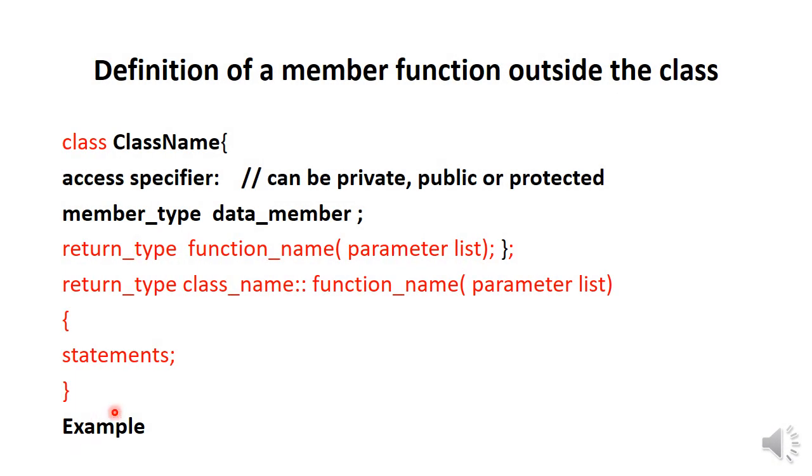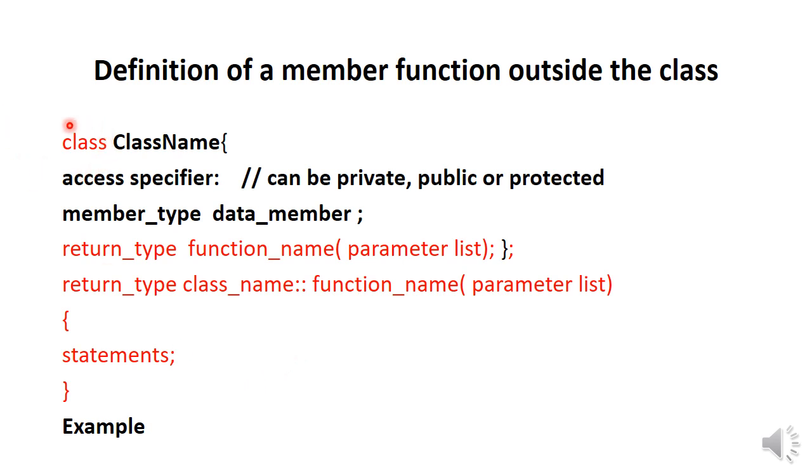So now let us see how we can define a member function outside of a class. To define a member function outside of a class, we must also use a scope resolution operator. You see that we have the class definition as usual, but after the class definition, there is the definition of a member function outside of the class, because this member function will be defined outside of the class.